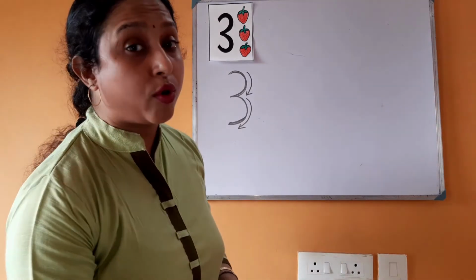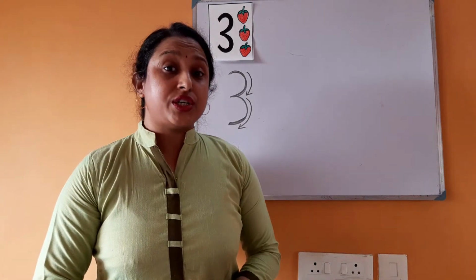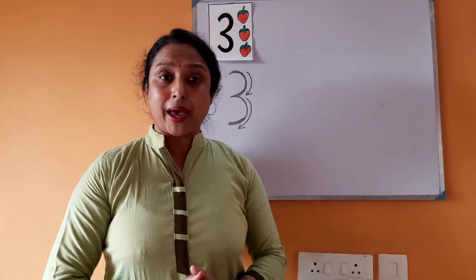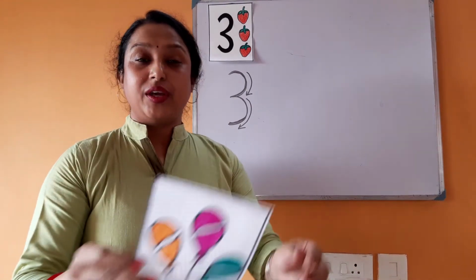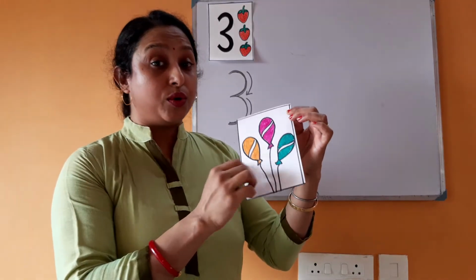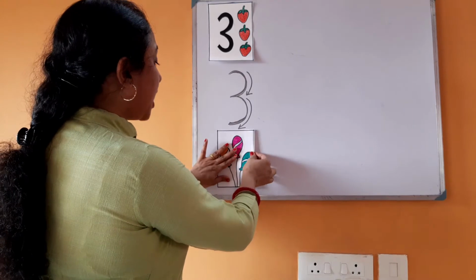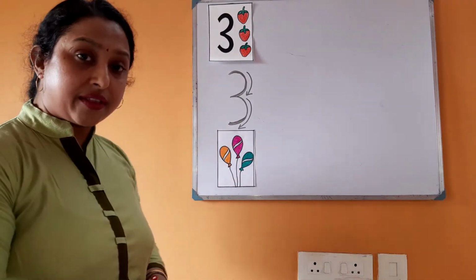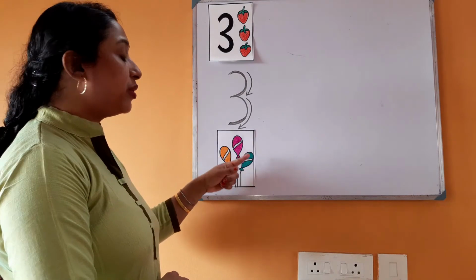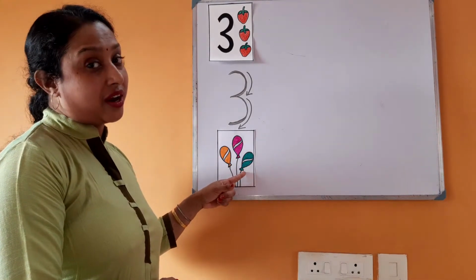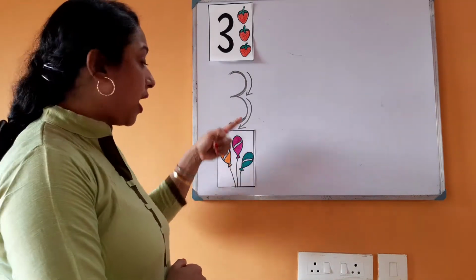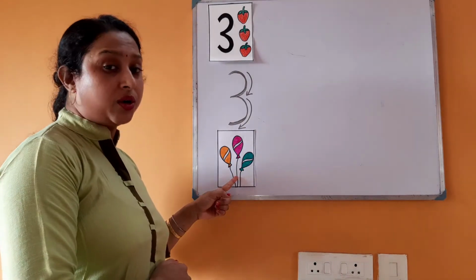And now I am going to show you some pictures and objects. So children, please count along with ma'am. Look, what are these? These are balloons. So let's count how many balloons are there. 1, 2, 3. So there are 3 balloons. This is number 3 and there are 3 balloons.